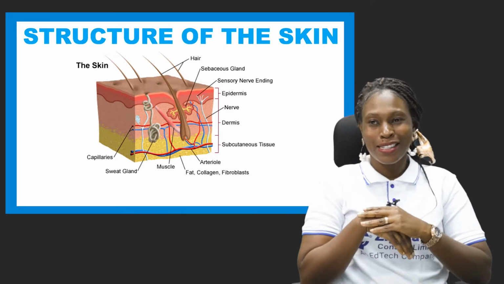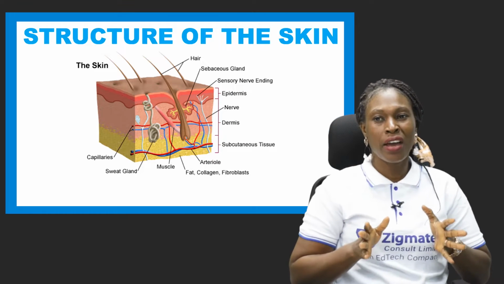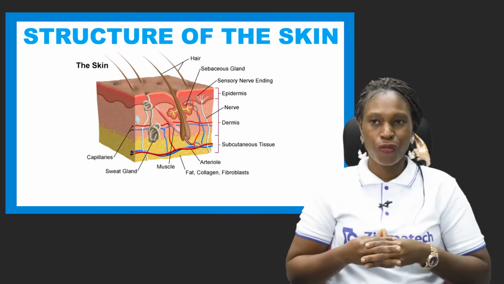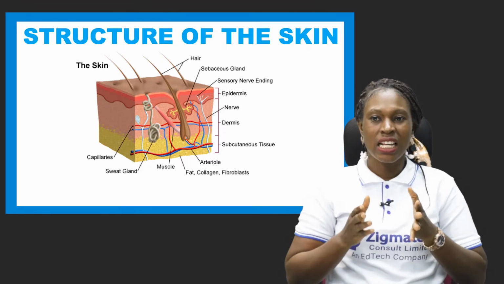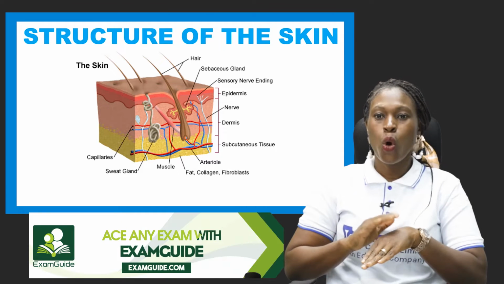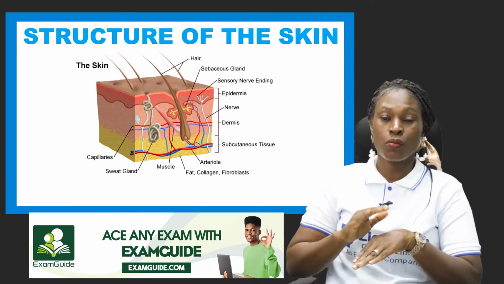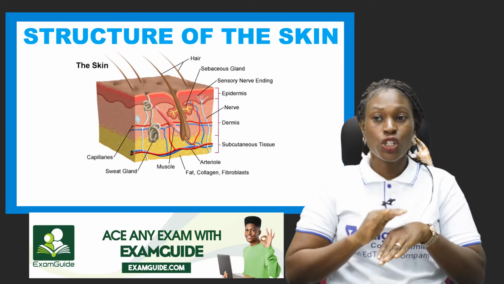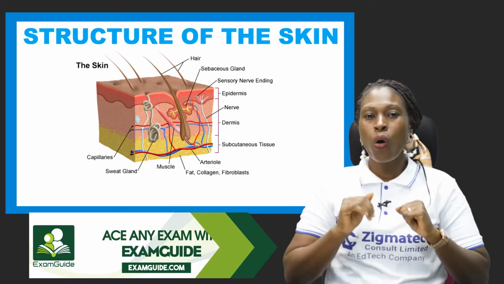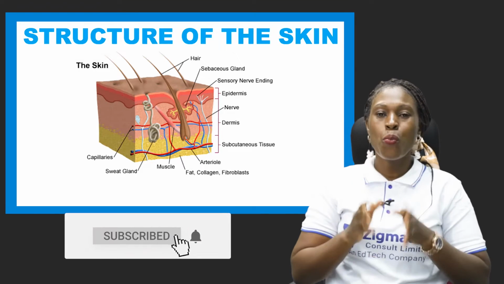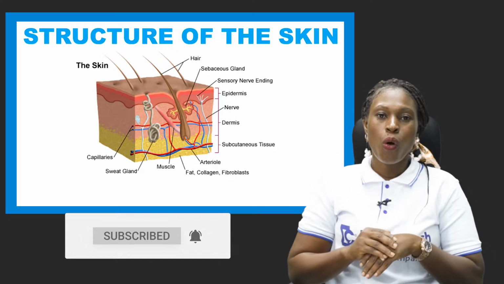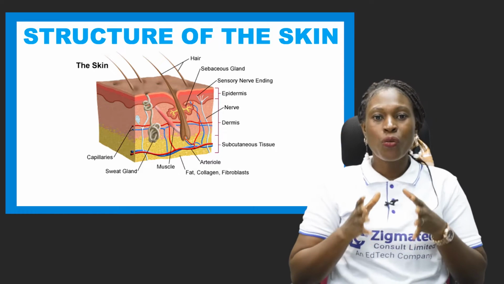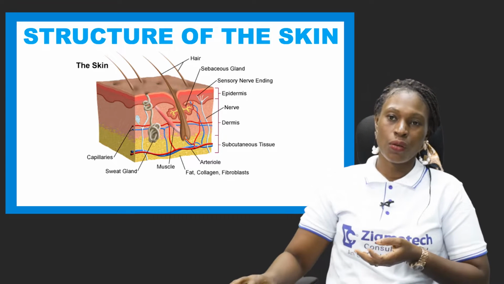Now, the structure of the skin. Looking at the picture we have here, it tells us all that the skin is made up of. Before you see the skin, there's a whole lot, from the capillaries, the sweat gland, the muscle, the fats, collagen, and then the sebaceous tissue, the dermis, nerves, and all of these. All these are the components of the skin. Before you see the skin, all these are what it comprises of.